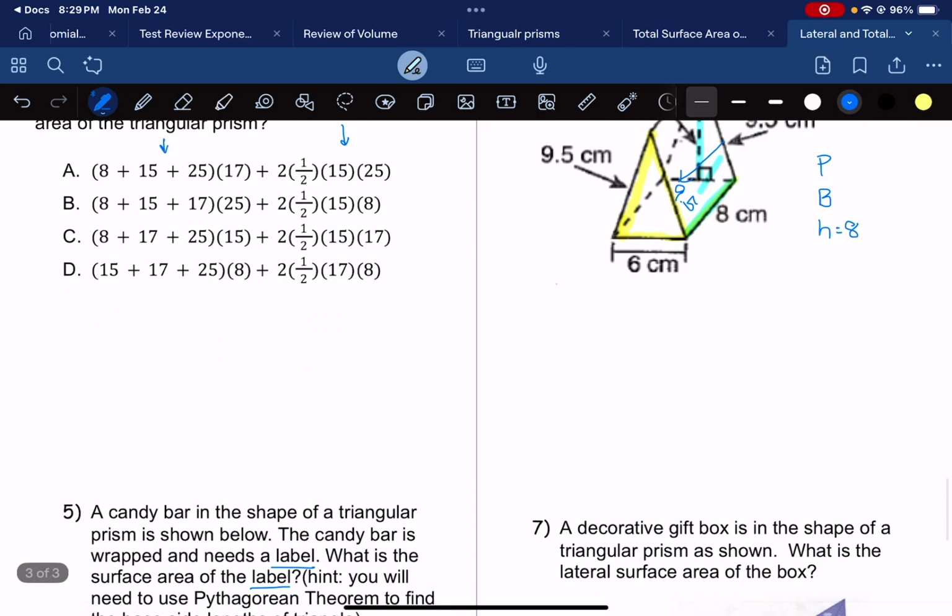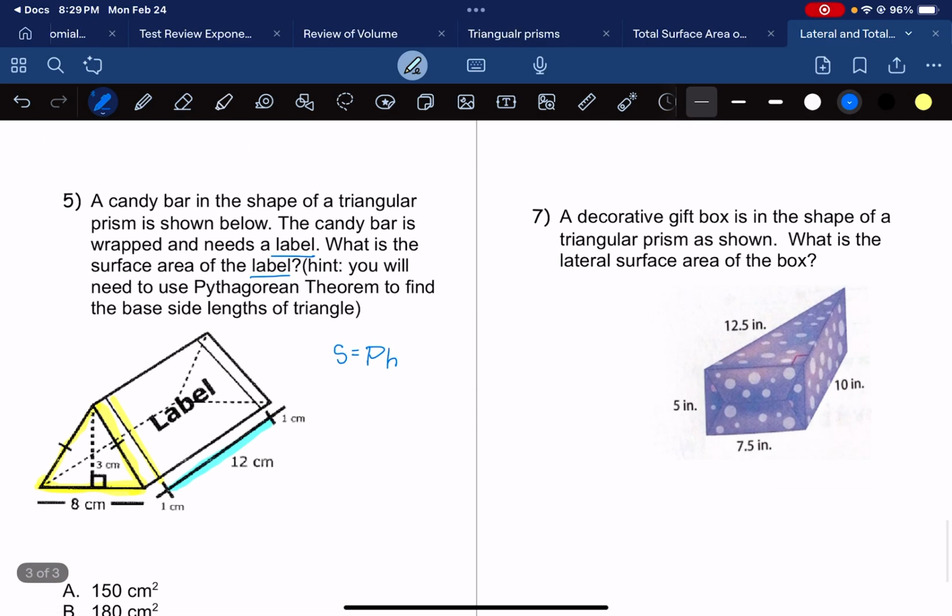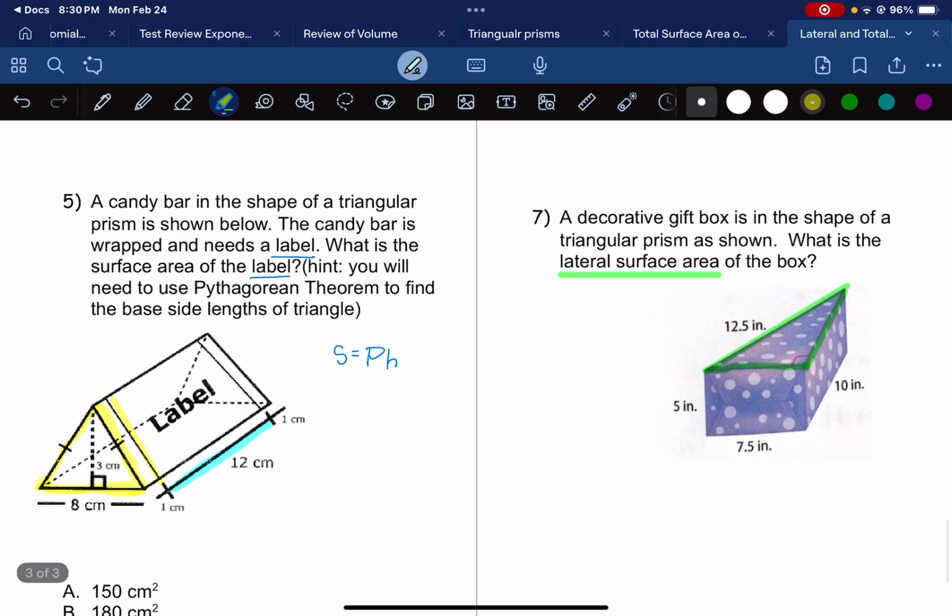Go from there. And again, we've got a decorative box. I do want to make sure you understand, are they doing lateral or total? Well, they're saying lateral surface of the box. Okay, so here's my triangle. Okay, what's the height of my prism? Well, that would be this. Okay, so S equals pH, and you've got it solved.